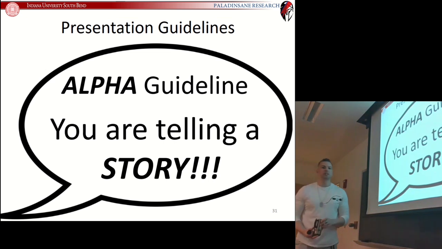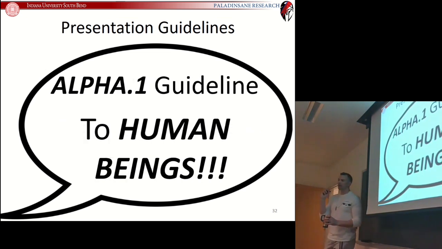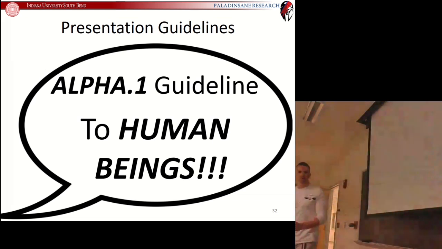The corollary to this, Alpha Guideline point 1, is that you're telling a story to human beings. And it always amazes me how many people at all levels tend to forget that the scientists, the students, the professionals in the audience are regular individuals who do not have super cognitive abilities. And I'll show you what I mean.